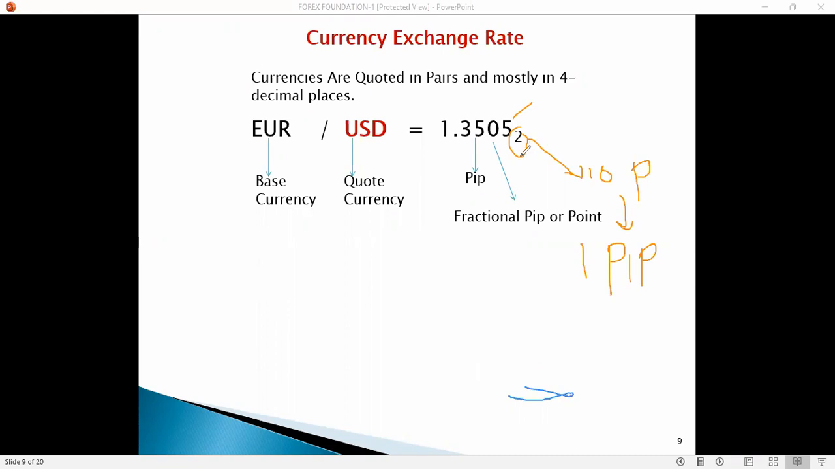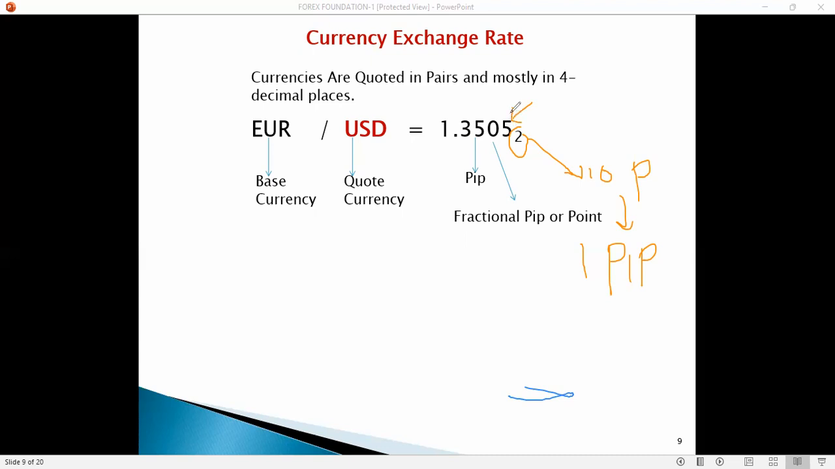Fractional pip, just like I have said, changes if the market is going up. Let's say the euro is appreciating, going stronger against the USD. This is where it starts from: the fractional pip will start increasing from 2 to 3, 3 to 4, 4 to 5, 5 to 6. Then once it's up to 10, this one will change from 5 to 6. I hope that is clear.